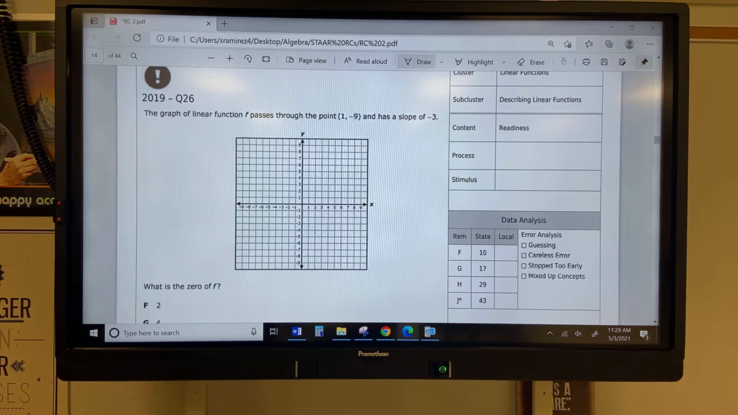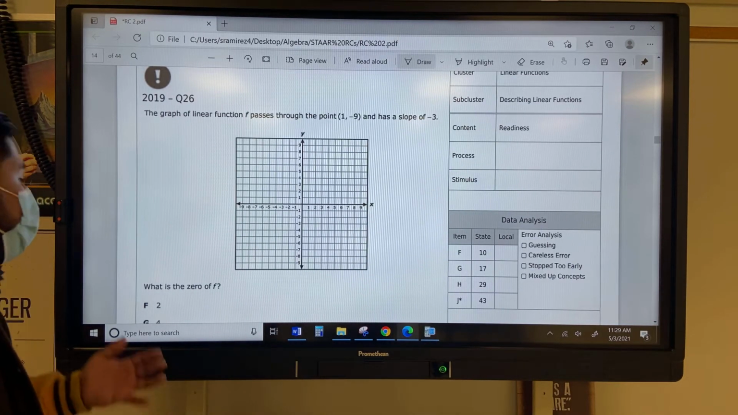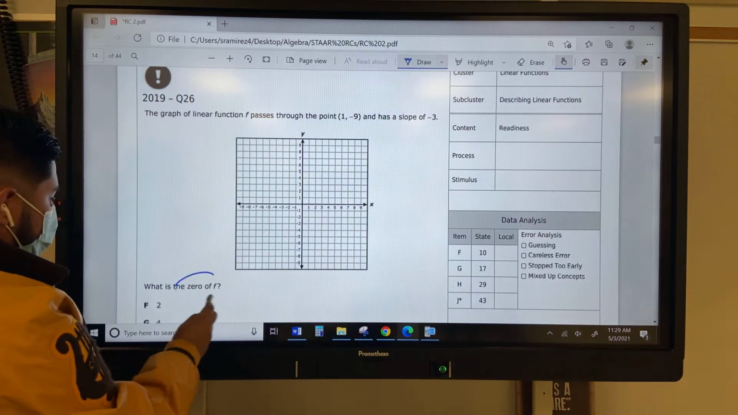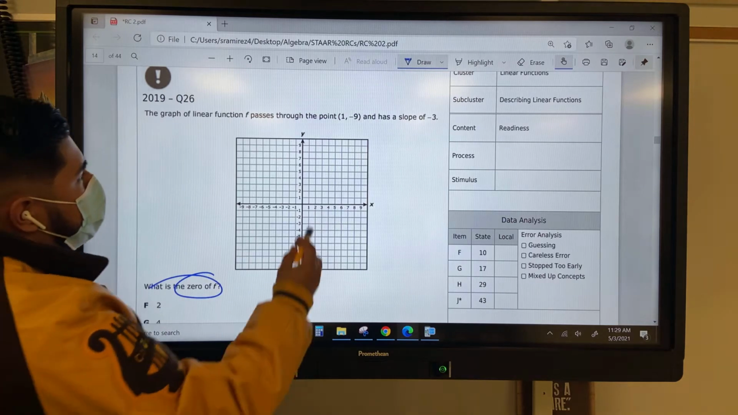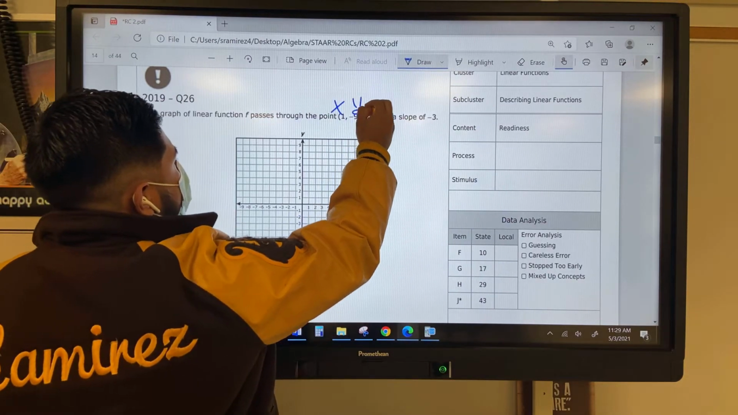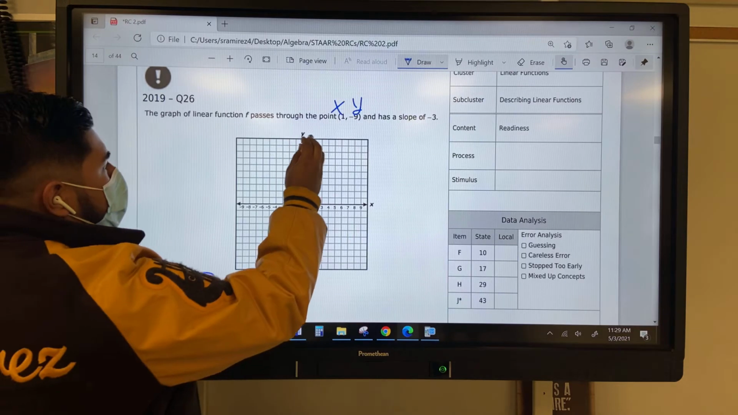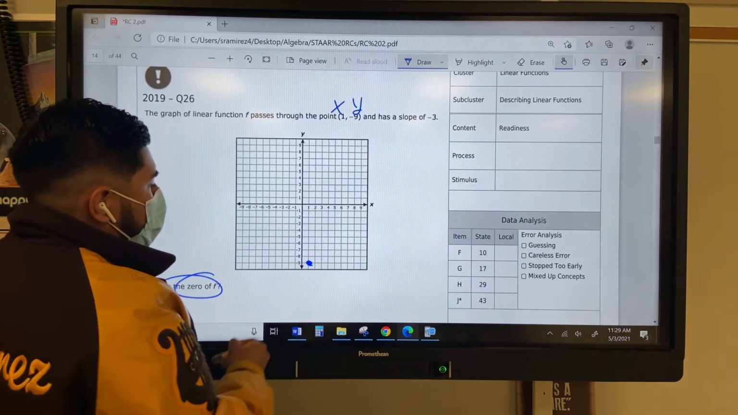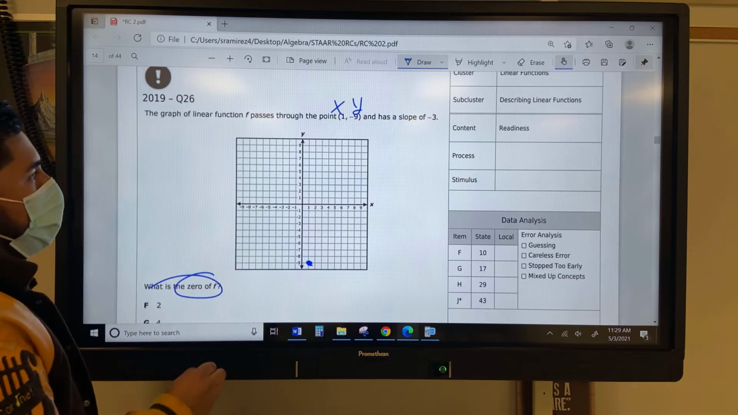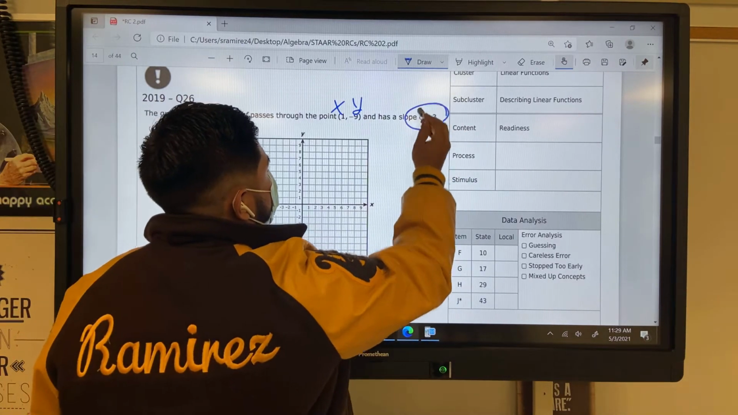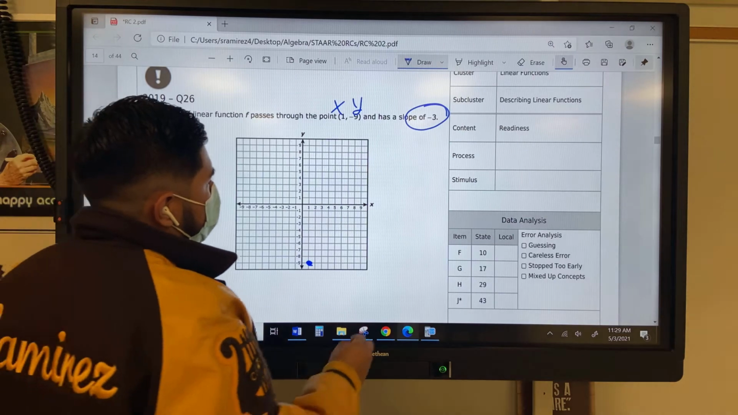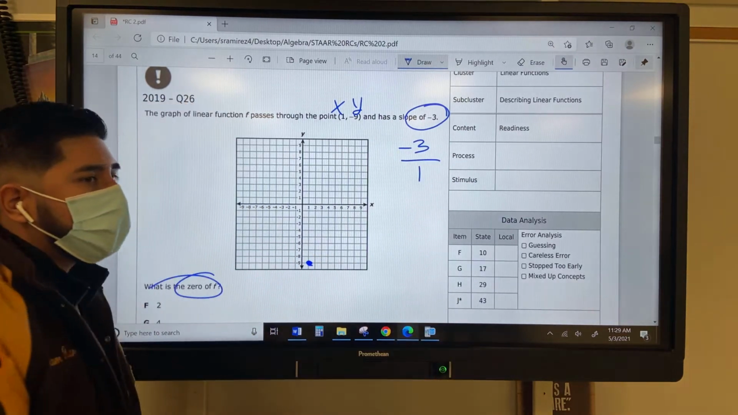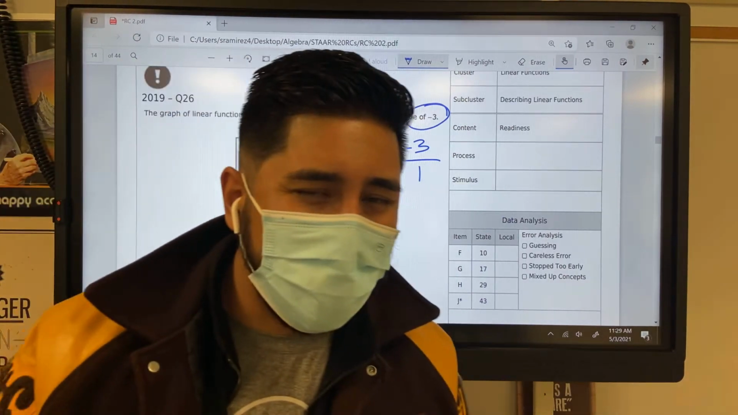Part 2 video. Okay, the question is asking for the zero of the point. No need to worry. Let's label the point. We've got x, y. This point is 1, -9, which is down here. Then it's saying give me a slope of -3. All right, let's do it. Slope is -3 over 1. Where did the 1 come from? Because I like my slope in a fraction.